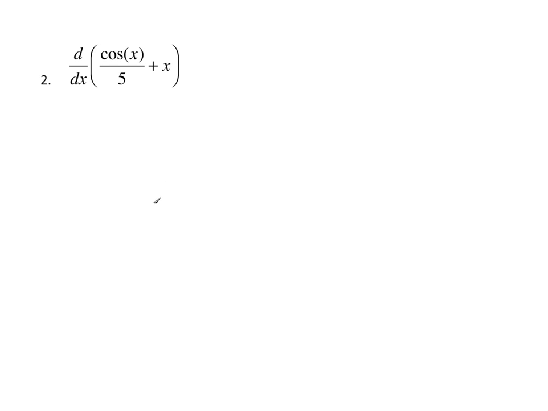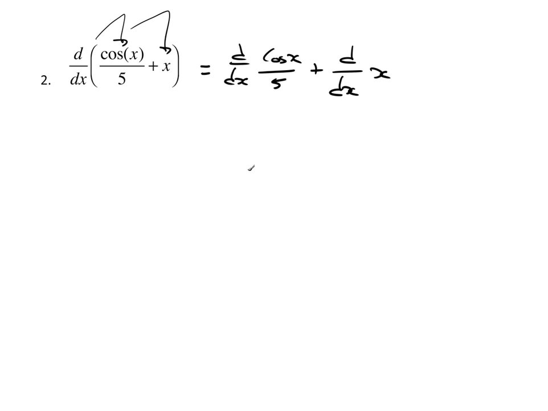Okay, this one, we're going to break this up. All the rules that we learn for taking derivatives of polynomials and so forth, they all apply here. I can take the derivative of this and add it to the derivative of this. So that you can see what I'm thinking, I'm going to rewrite this as d/dx of cosine of x over 5 plus d/dx of x.